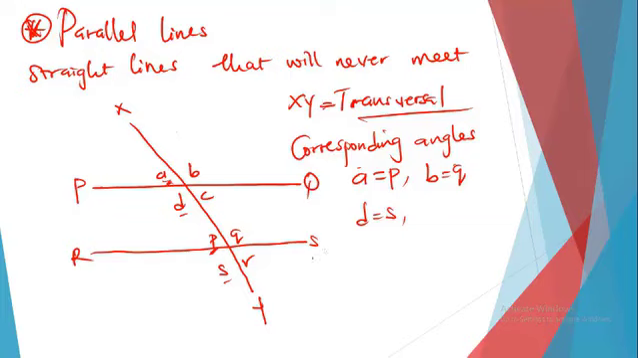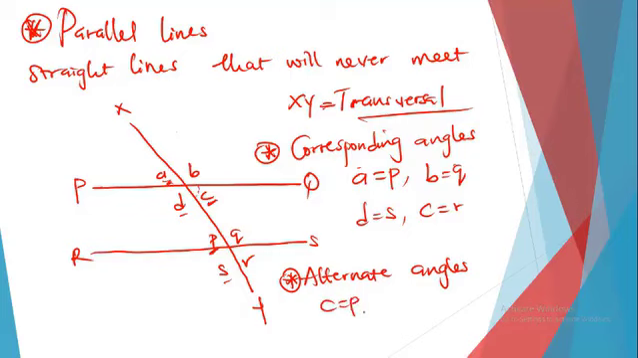Now also, C and R are corresponding angles, so C is equal to R. These four pairs are what we call corresponding angles. Apart from that, we have another kind of angles which we call alternate angles. Alternate angles too are equal. Alternate angles here include C and P. So C is equal to P.